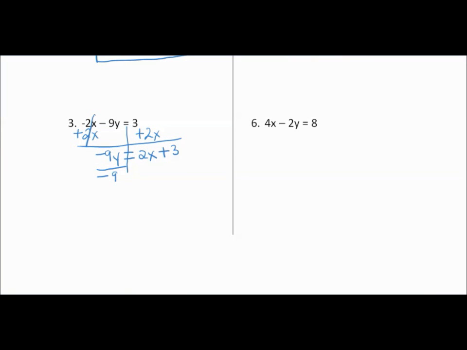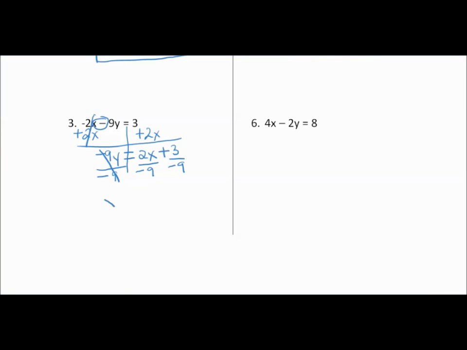Now one thing that you do want to be careful about, I see a lot of students making this mistake, they will drop their negative signs. If there is a minus sign in front of that coefficient for that y variable, you have to divide by the negative, okay?